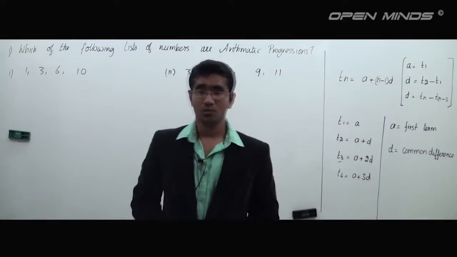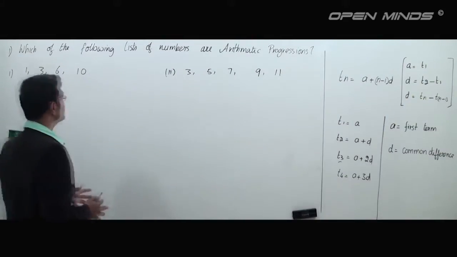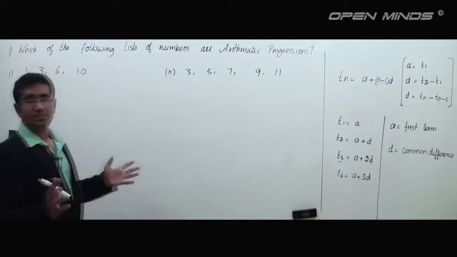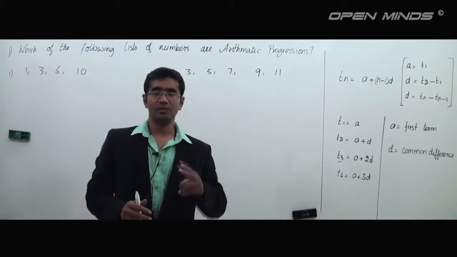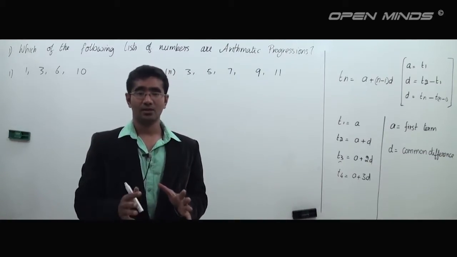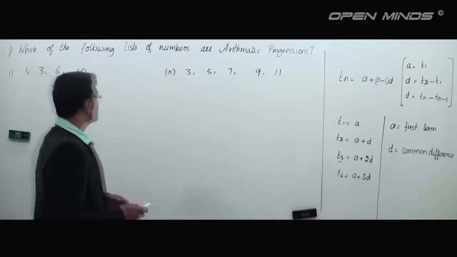So let's work with the exercise problem, guys. A very simple thing to check whether these given set of lists of numbers are in AP or not. The test is simple. If at all I find the difference between any two consecutive terms is common, is same, then I say they are in arithmetic progression. Nothing much. So how to do that?